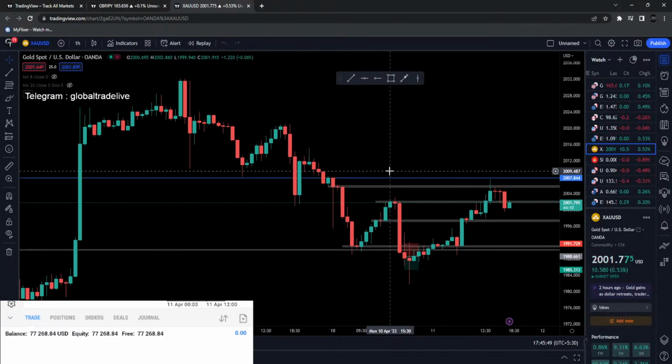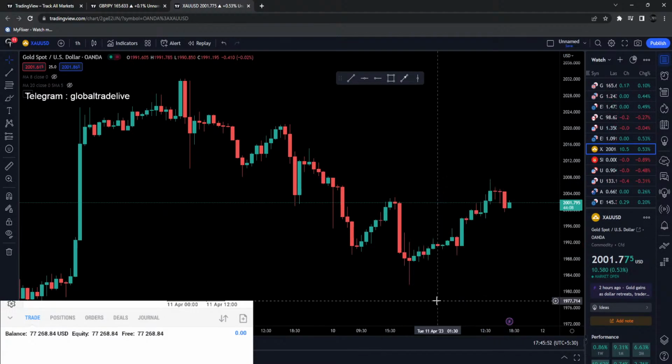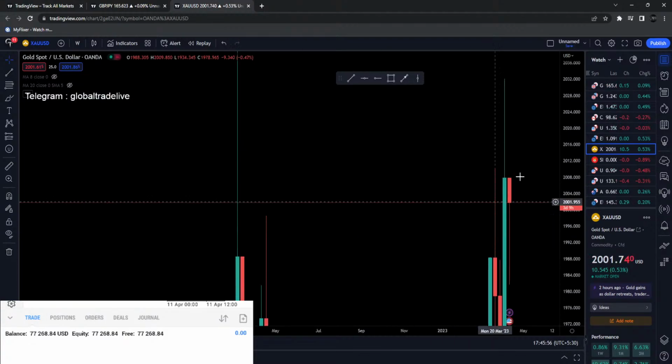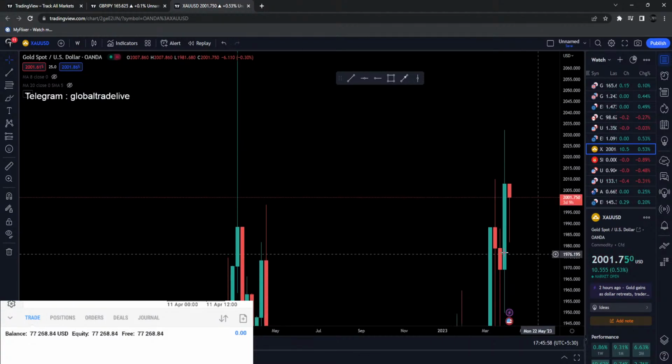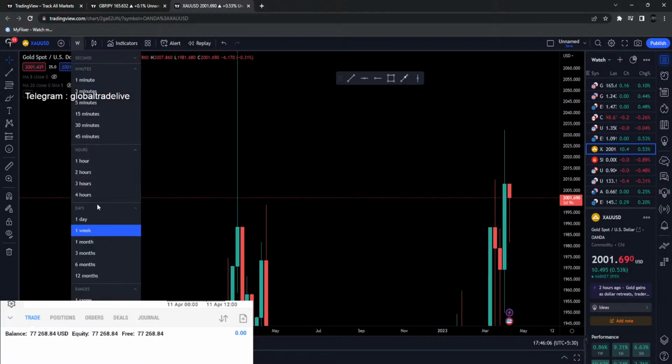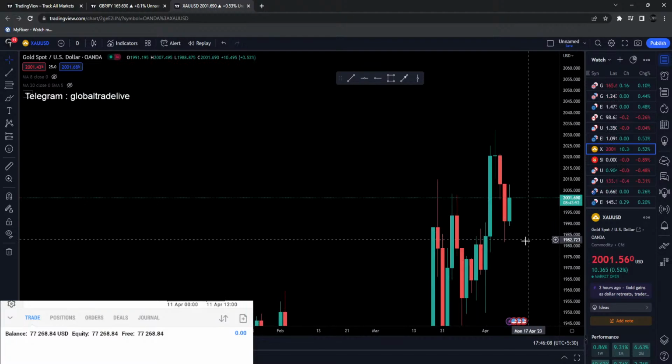So if I talk about gold, then let's remove all the drawings over here, and let's go to the weekly. The thing is, yesterday gold went all the way down, and now it's rejecting all the lower prices and moving up again. So that's another thing telling us that gold will be moving up.